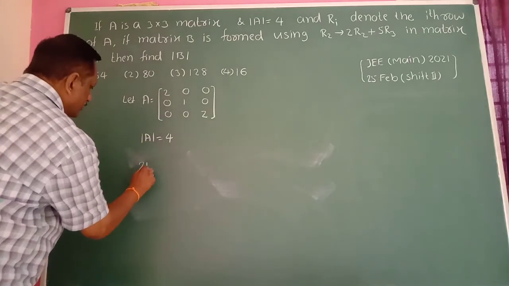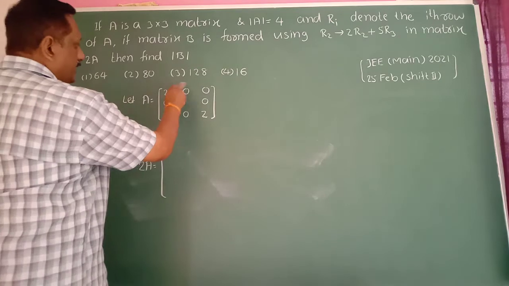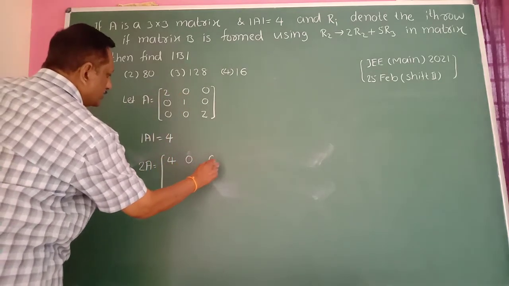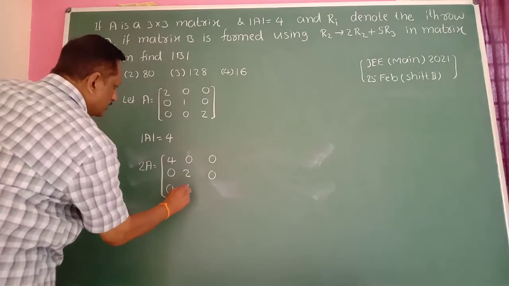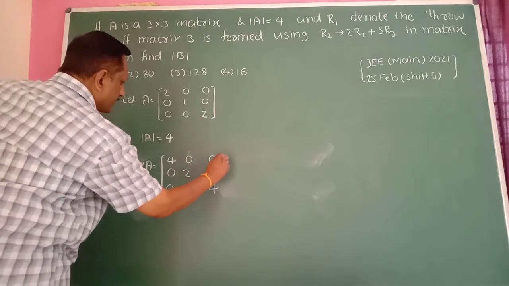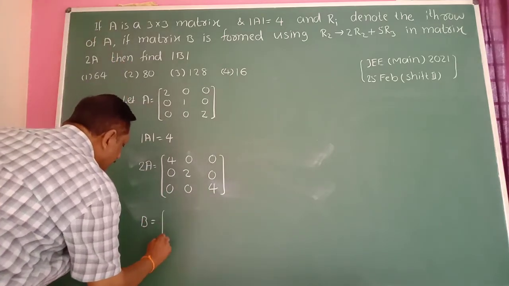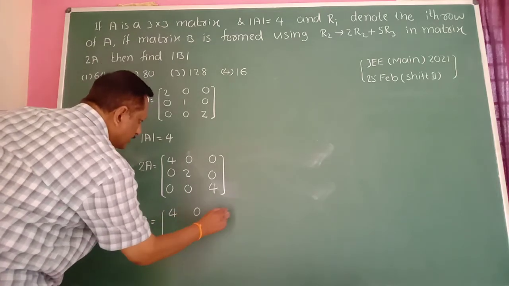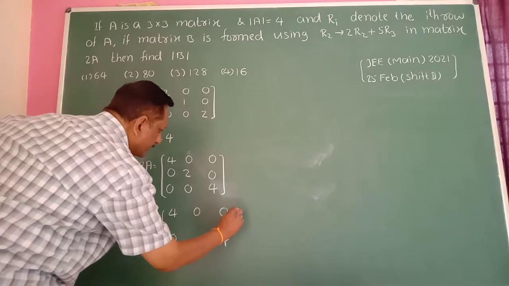2A is equal to multiply each term by 2 here. Therefore 2 2s are 4. 0 0 0 2 0 0 0 4 here. Then take B. B is equal to first and last row keep as it is. So 4 0 0 0 0 4 here.